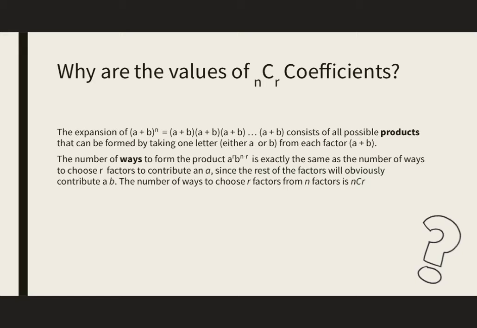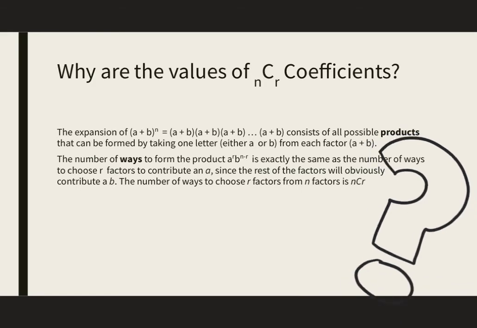But the expansion of (a + b)^n consists of all possible products that could be formed by taking one letter, either a or b, or x or y, whatever variable, from each factor a + b. The number of ways to form the product a^r times b^(n−r) is exactly the same as the number of ways to choose r factors to contribute an a, since the rest of the factors will obviously contribute a b. What this is saying is, if you're choosing a, you're not choosing b. So the number of ways to choose r factors from n factors is n choose r.